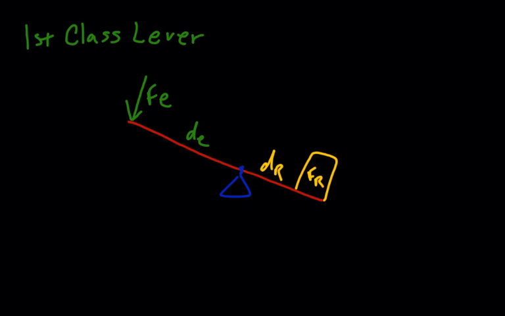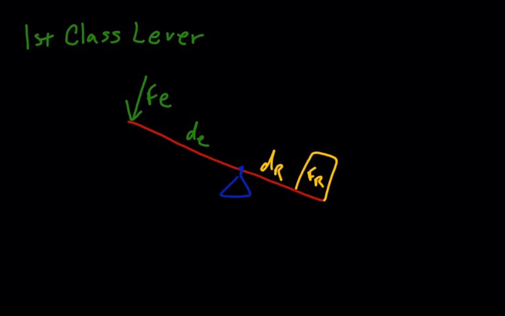All right, we're going to talk about the different classes of levers. There's 3 classes of levers, and really it comes down to where the fulcrum is. So in the first class lever, the fulcrum is in the center, and we have an effort force on one side and a resistance force on the other. And we want to calculate ideal mechanical advantages for these different types of levers.